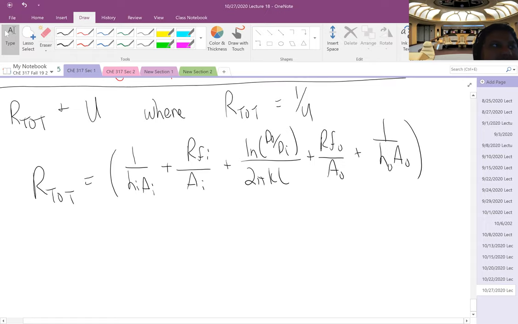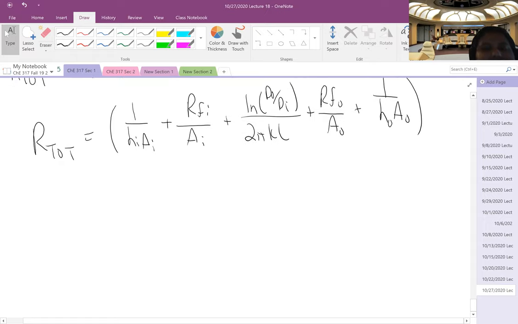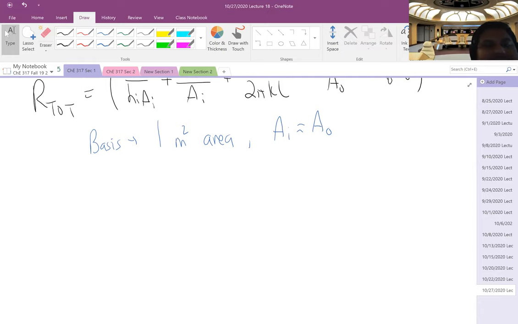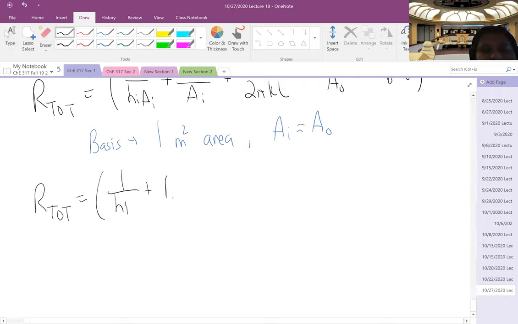Now, I'm looking for things per unit length. And for this one, I'm going to take a basis, since I don't have enough information, and since I'm looking at a length of 1 meter and 1 meter squared area, to simplify my expression. I'll also state that area i is approximately area o, such that I can neglect them in some of these calculations. And so with this in mind, I would rewrite my expression like this.